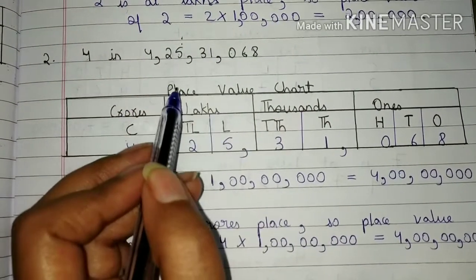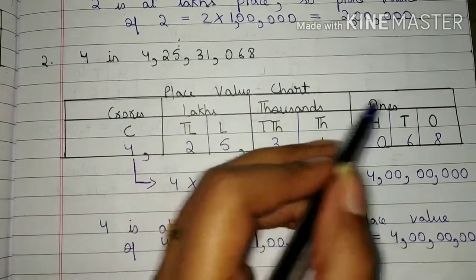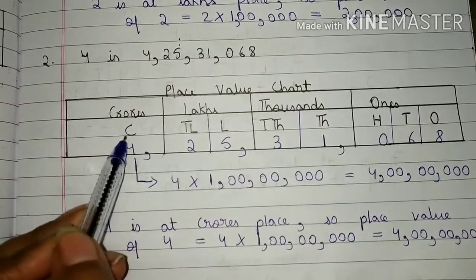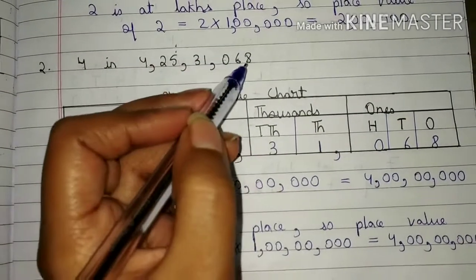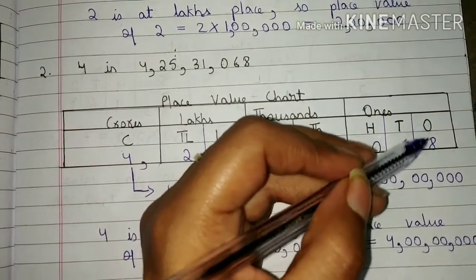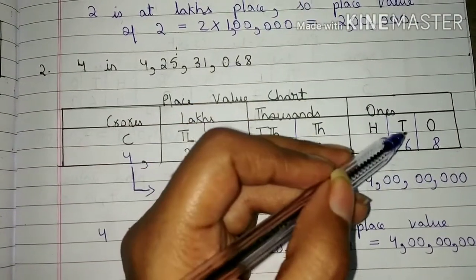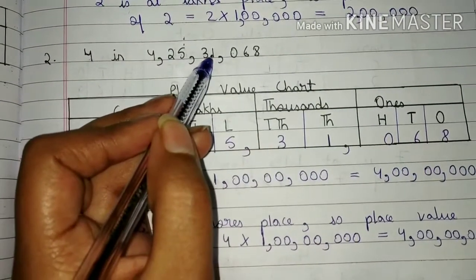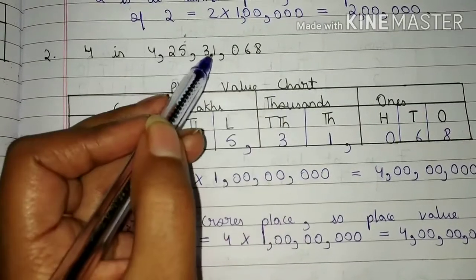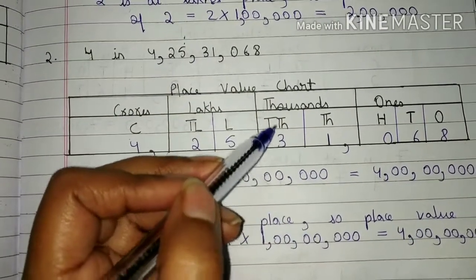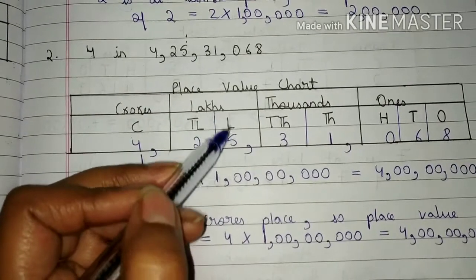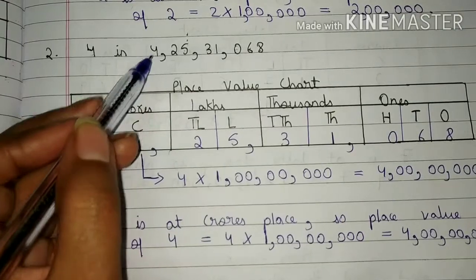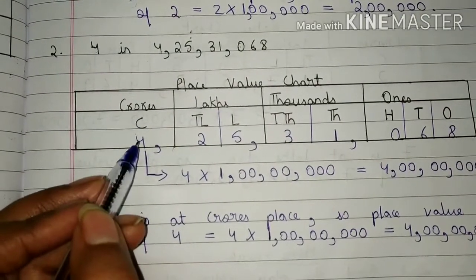Students, first of all, you will draw place value chart like this, and then you will arrange these numbers in the place value chart. So you will write 8 at ones place, 6 at tens place, 0 at hundreds place, 1 at thousands place, 3 at 10,000s place, 5 at lakh place, 2 at 10 lakh place, 4 at crore place. Now students, look here.